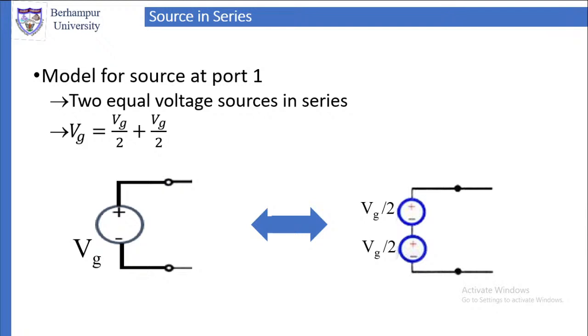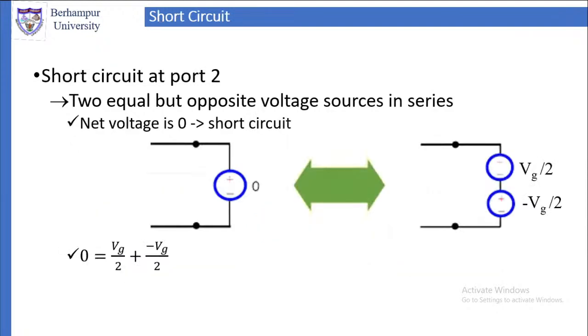So if they are connected in series, then Vg is equal to Vg by 2 plus Vg by 2, which is 2 equal voltage sources in series. So for port 1, we can replace the voltage source Vg by 2 equal sources in series, Vg by 2 and Vg by 2. Now what about source 2 at port 2? Now at port 2 the source is 0.